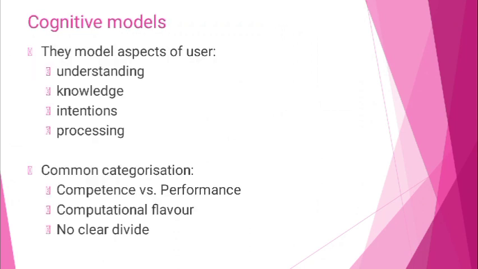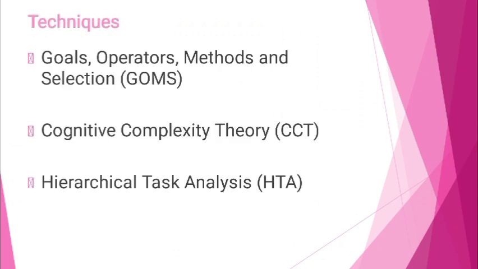The cognitive models model the various aspects of the user: one is understanding, the second one is knowledge, the third is intentions, and the fourth one is processing. The common categorization falls under competence versus performance, computational flavor, and there can be no clear divide. The various techniques involved in cognitive models are: the first one is GOMS. G stands for goals, O stands for operators, M stands for methods, and S stands for selection. Next comes CCT, that is cognitive complexity theory, and the last one is HTA, hierarchical task analysis.